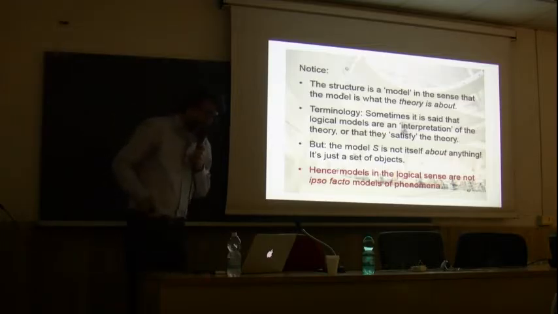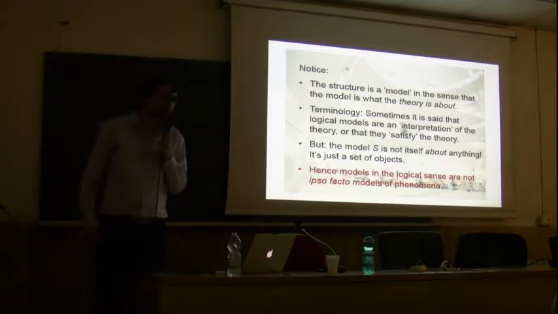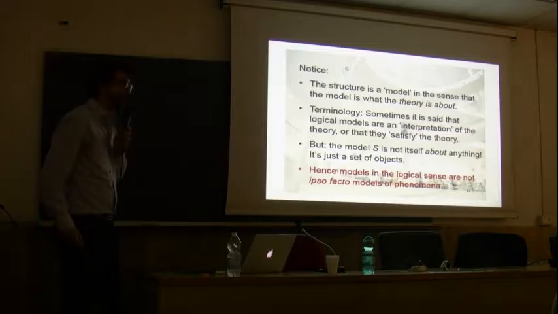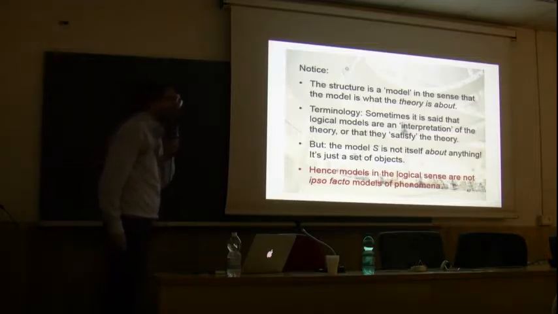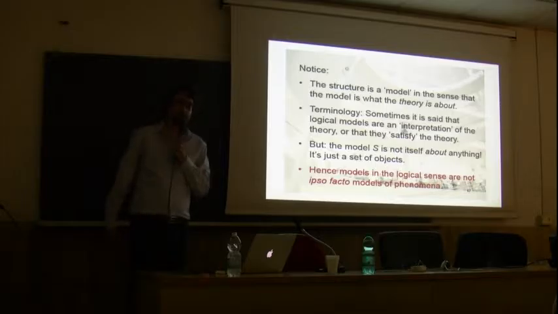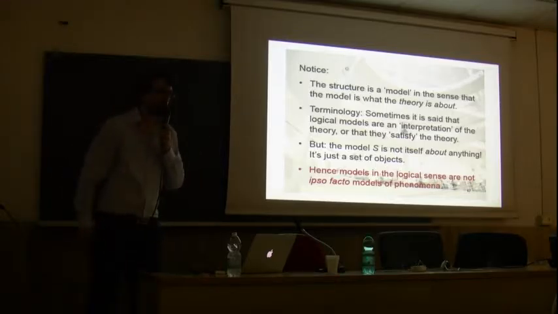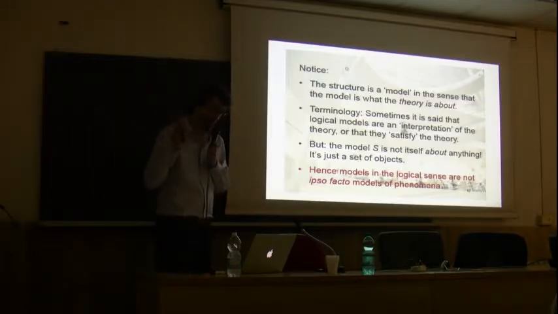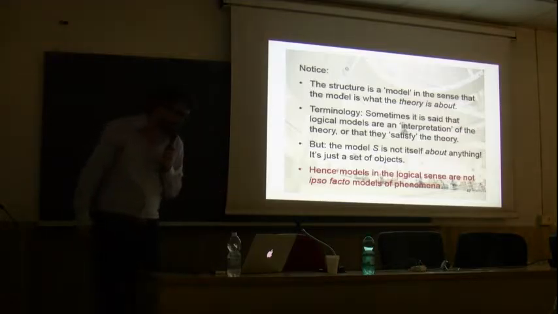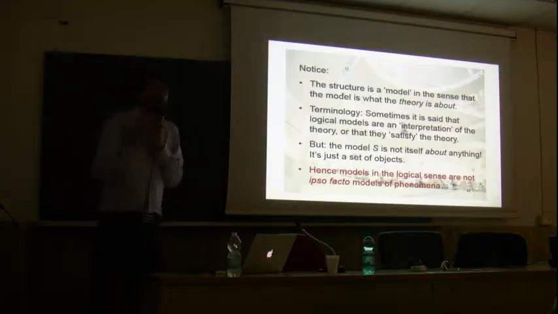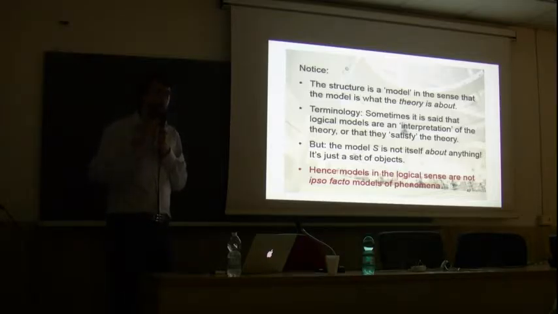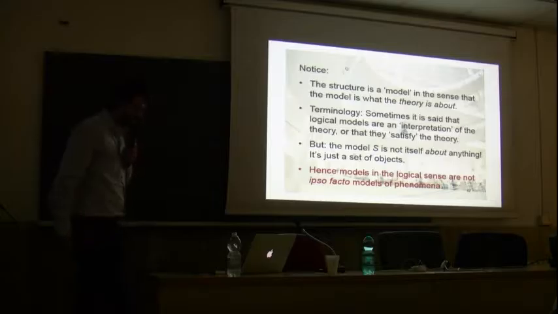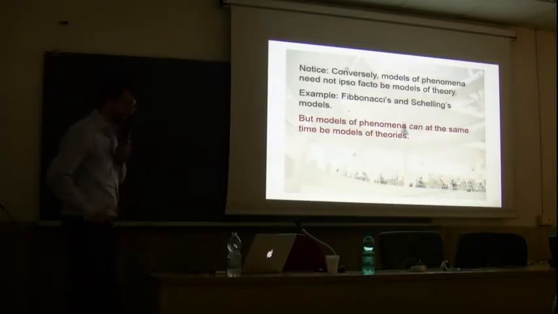And I bang on this because it doesn't follow, at least by itself, that the model is then also about something else. So models of theories need not be models of phenomena in the sense that we have seen before. So the people in the room are a model of the theory that all gravitational objects, all objects that have mass are subject to gravity, but people in the room don't represent anything else, so they are a model of a theory, but they're not a model of a phenomenon themselves. So models in the logical sense are not ipso facto models of phenomena, they're two different notions.